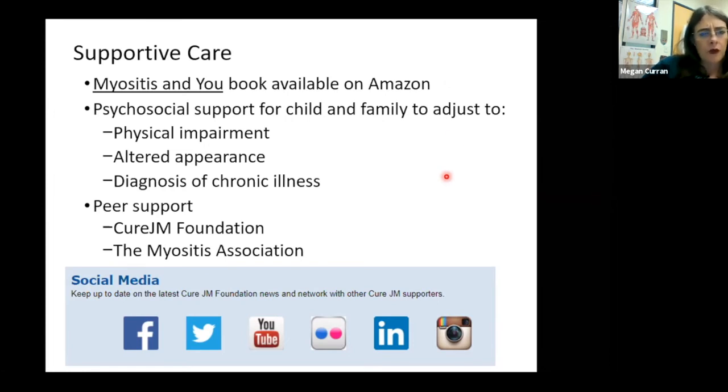And then it's really important that we provide psychosocial support for not only the child, but also the family to adjust to the physical impairment that happens, altered appearance, and the diagnosis of a chronic illness. Finally, there's a lot of support available through social media, through the CureJM Foundation, and also through the Myositis Association.